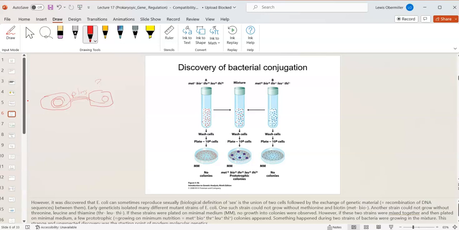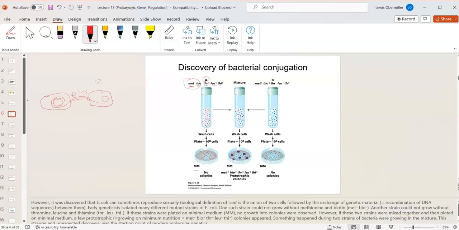So scientists took, we'll just call it strain A. This is methionine minus, biotin minus, threonine plus, leucine plus, and thiamine plus. Anyway, it doesn't really matter. These are going to get plated on a minimal media. They don't have methionine, they don't have biotin. Without these two being supplemented into the minimal media, they're going to die. The artist is showing where colonies would have been, but these are basically dead. Nothing's going to grow on there because it can't.